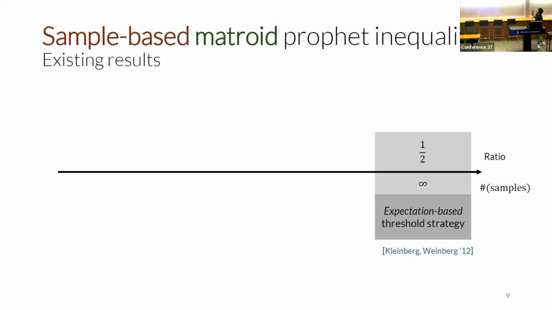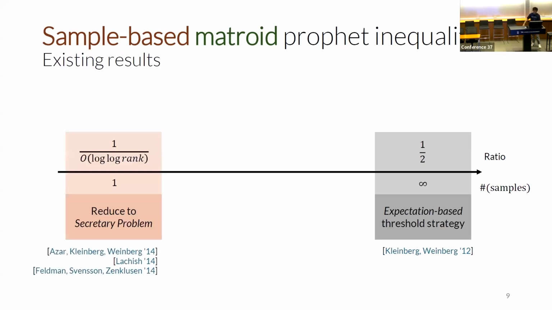So here are several existing results for the setting of sample-based Matroid profit inequalities. We already know that the optimal ratio of half is achievable in the full information setting. And if we restrict the number of samples to 1, then via that reduction that we just mentioned, there is a 1/O(log rank) competitive Matroid profit inequality.